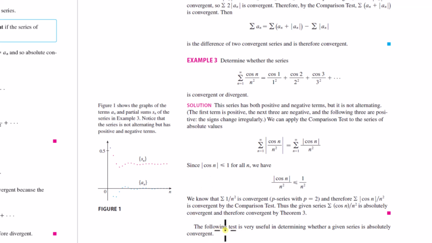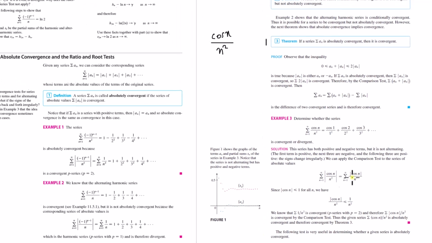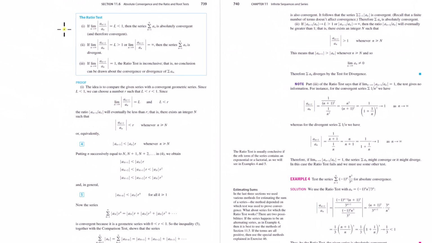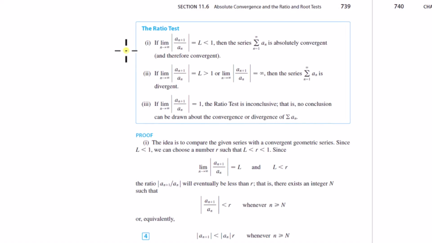Okay, so now it says the following test is very useful in determining whether a given series is absolutely convergent. So if we come to the next page. So, okay, the ratio test. And this is, like it says, kind of tied in with absolute convergence. It's a way of determining if a series is absolutely convergent. So we're still talking about absolute convergence.